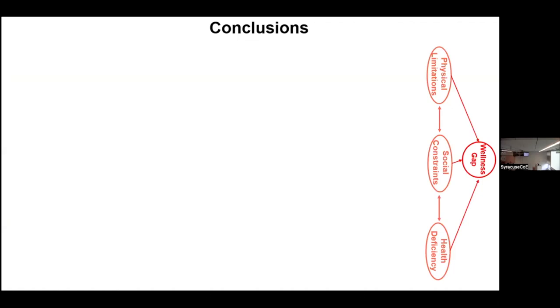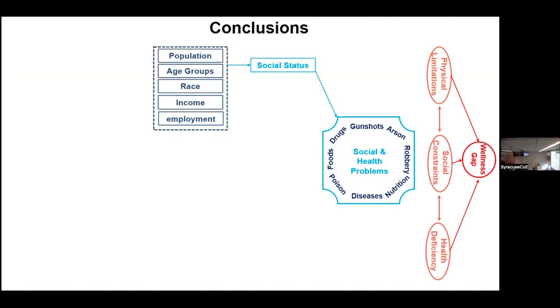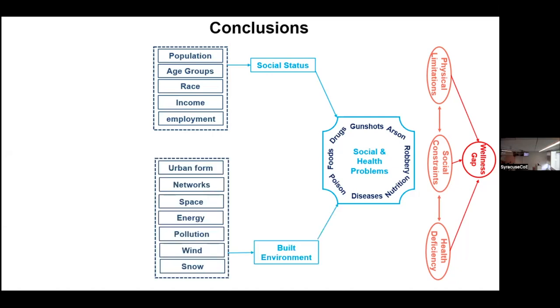In conclusion, I said I want to study this awareness gap between different ethnic groups. This awareness gap could be viewed from physical limitations, social constraints, and health deficiencies. These are three big aspects. To look into this, you have to face the existing social health problems. And these existing social health problems are intrinsically connected to the social status of people nowadays. They are also connected to the built environment: what kind of buildings people live in, how close the buildings are, what their neighborhood is, et cetera.